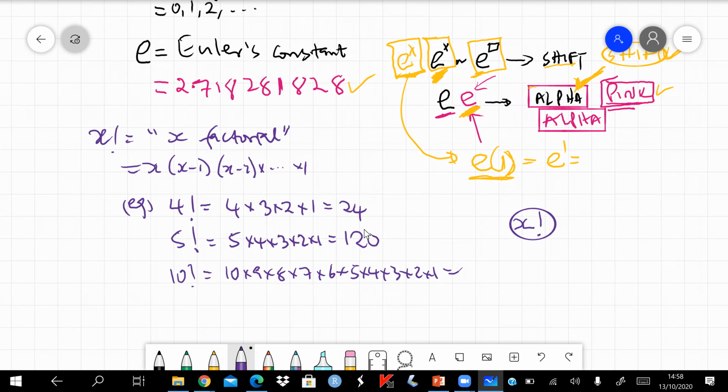So let's solve this question. Solution: Let X be the number of accidents. Let's assume that X has a Poisson distribution with mean number of occurrences lambda, which is equal to, and we are given that in the question, the mean number of accidents recorded, 2.2 accidents per month.